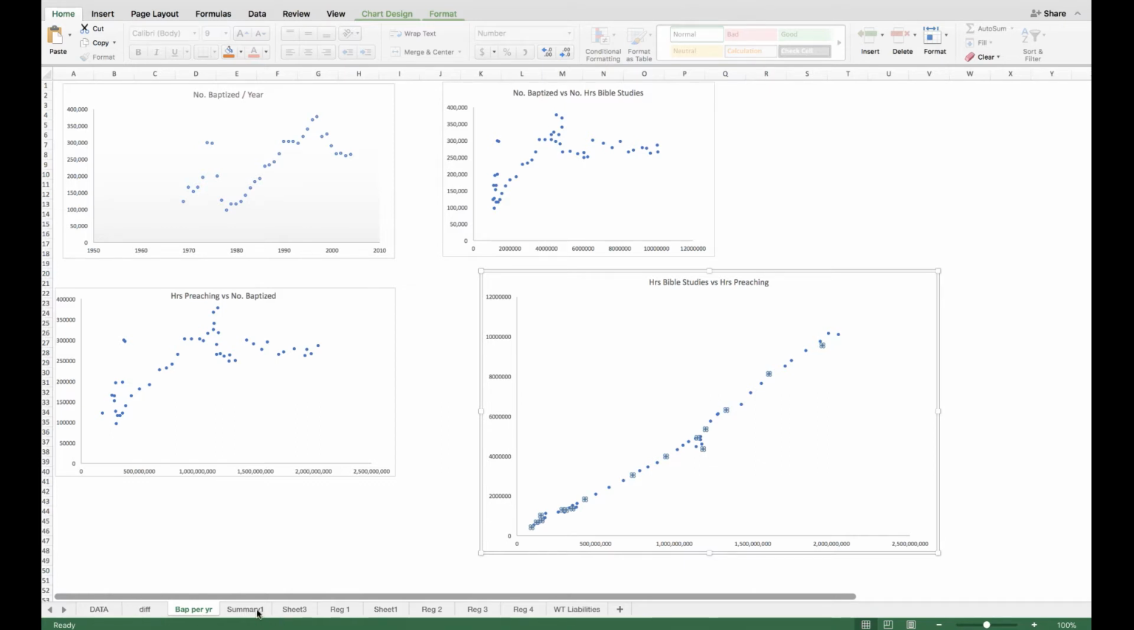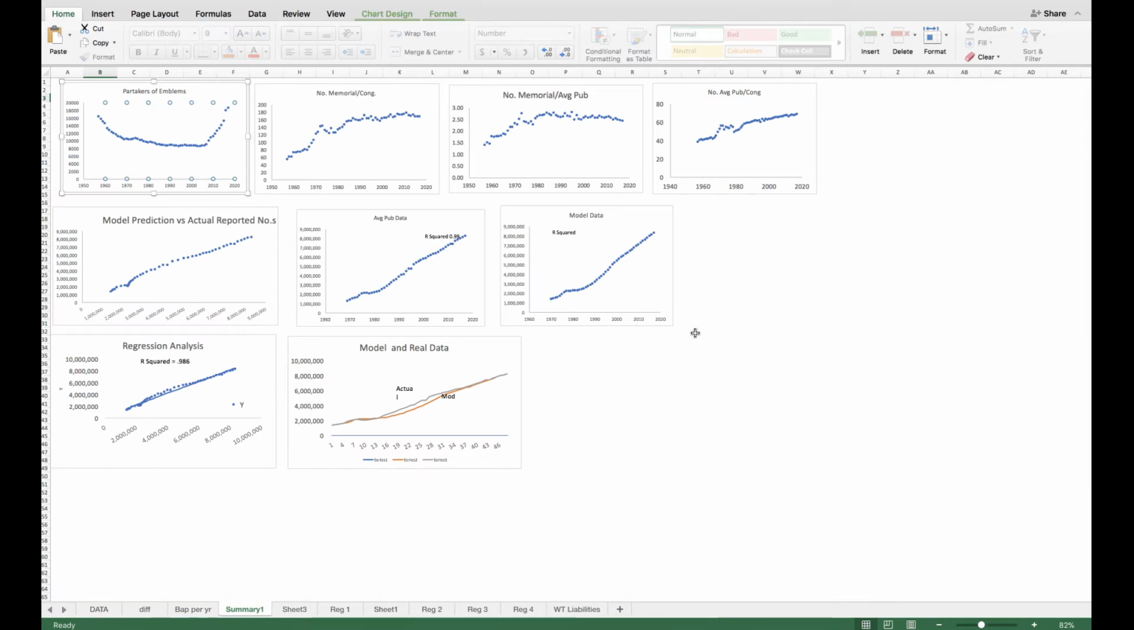Now, another set, you can see I was busy. I was looking at as much data as I could. Again, scatter plots give you the best means by which you can suspect whether or not something is wrong with the data, whether or not it's too smooth, or whether or not you can put a little bit of trust in the data. This one is interesting, because I think the Watchtower is not as particular about this as it is with other data, especially growth data. But this is the number of partakers in the emblems, okay?